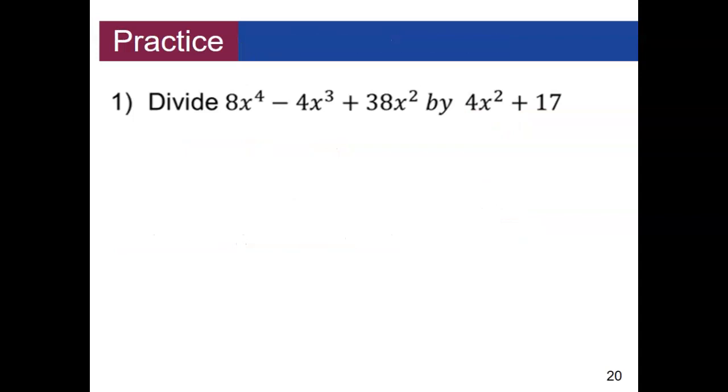Okay, so I want to give you a minute to think about, first of all, which method you can or should use to do this one, and then I want you to try it.